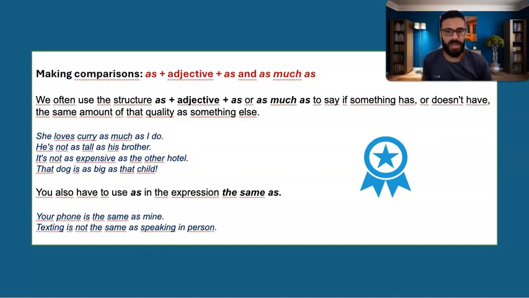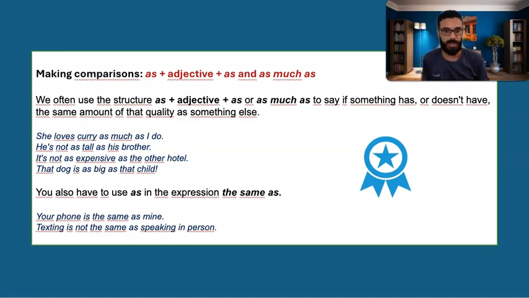She loves curry as much as I do. So the intensity of her liking is the same as mine. So I use the structure as much as, right? Because the intensity is the same. I'm comparing how much she likes it, how much she loves it, is the same as I do.